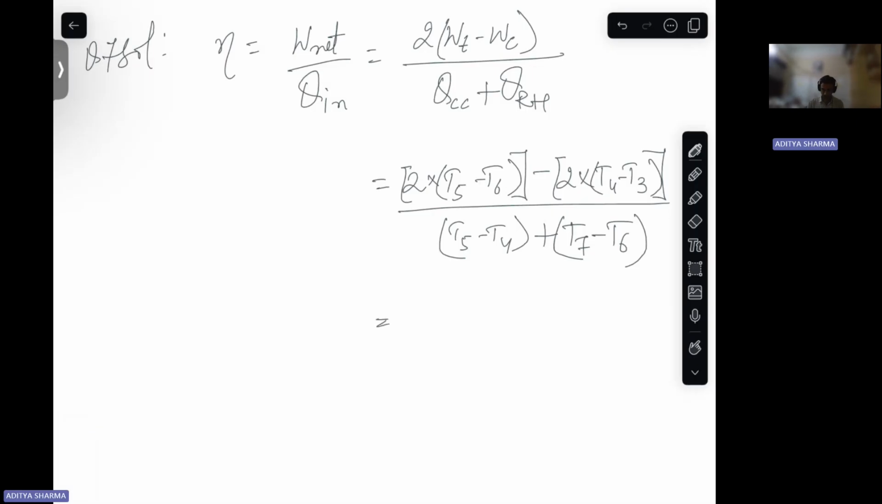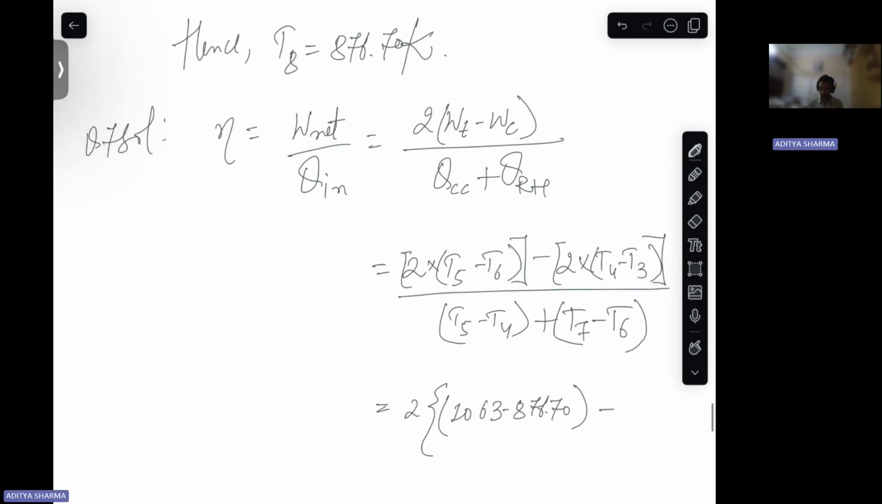So if you work this out, take 2 common in the numerator. 1063 minus 876.70 minus 400.76 minus 301. So this is your numerator.